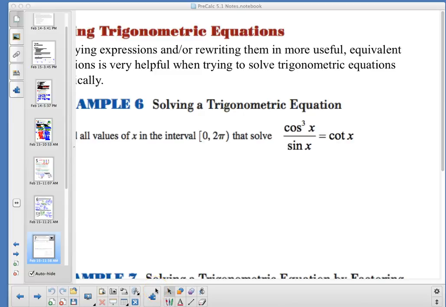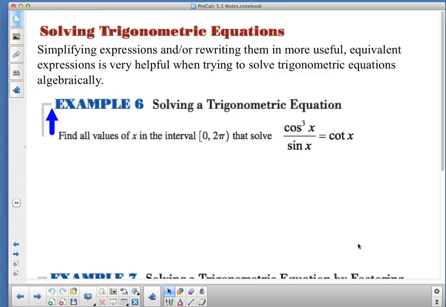Okay, so good afternoon. Today we're looking at day 2 of 5.1, and what we're doing is example 6. We're solving trig equations. But keep in mind as we're doing this, during solving trigonometric equations, simplifying expressions and/or rewriting them in more useful equivalent expressions is very helpful when trying to solve trig equations algebraically. So I'm going to be looking at this one right here, and notice the interval.